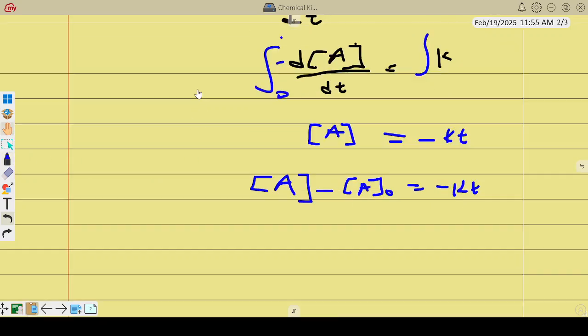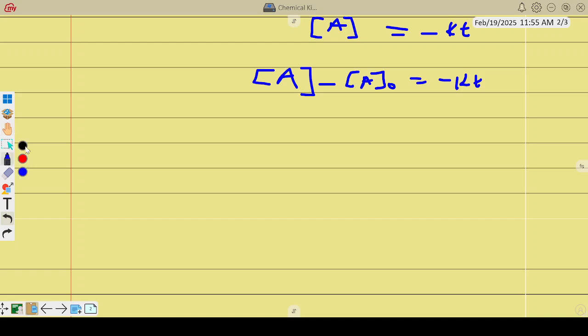And then from there we can make A final the subject: A final equals negative kt plus A naught. So when you're told that it's a zero order reaction, you can use this expression.